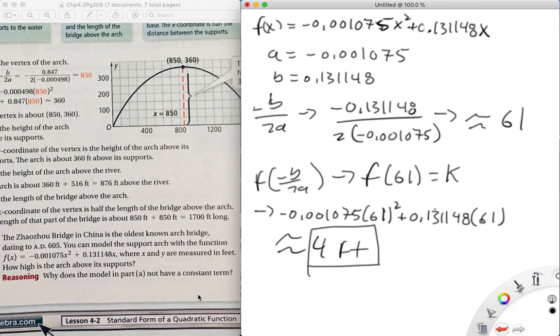Okay. They ask, why does the model not have a constant term? Meaning, why is there no plus c? That's because c in this case is 0, and if it's 0, then our y-intercept is going to be 0, 0. That's our y-intercept. When there is no c, that means that the parabola is going through the origin.